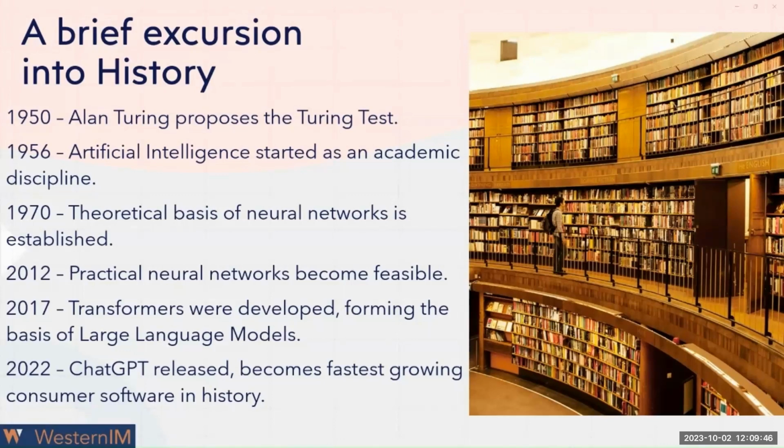In 2017, transformers were developed. And no, these were not cars and trucks that turned into giant robots. Transformers are a programming device that is used to implement large language models, which we will talk about in a minute. And in 2022, which was just last year, ChatGPT was released, becoming the fastest growing consumer software yet released. That's faster than Windows, faster than iTunes, faster than Office or Microsoft 365. That's the kind of growth that captures people's attention.